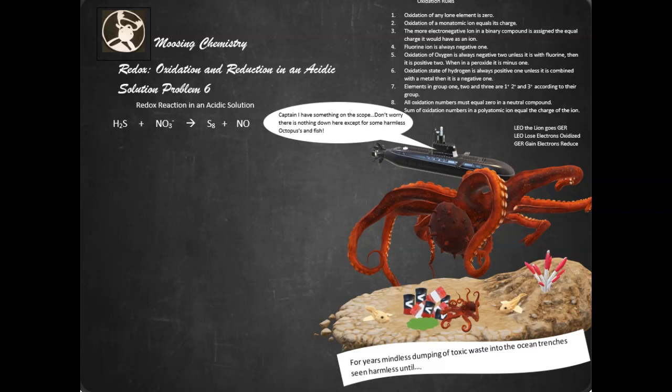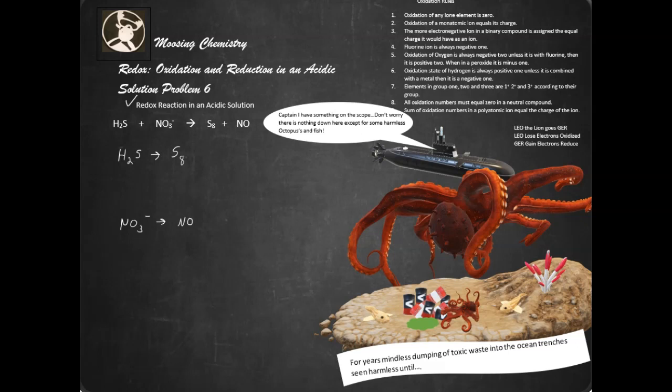This is redox reactions, oxidation reduction, in acidic solution, problem number 6. So we're going to look at redox reactions in acidic solution. To do this, we're going to take this equation: H2S plus NO3 negative yields S8 plus NO, and we're going to do two half reactions since it's an acidic solution. The first half reaction is going to be H2S yields S8. And the second half reaction, I'll put it right here, is going to be NO3 minus yields NO.